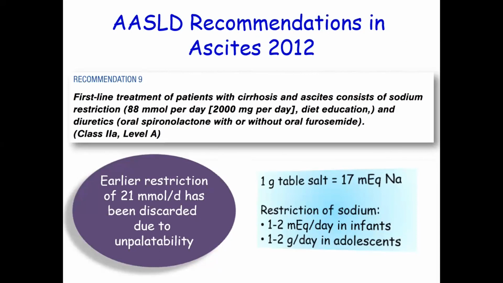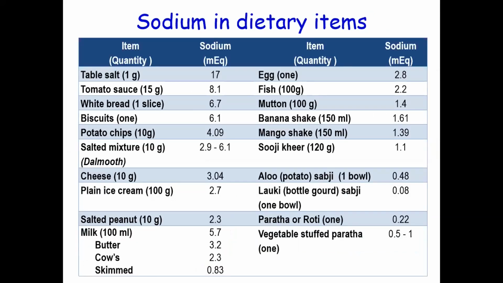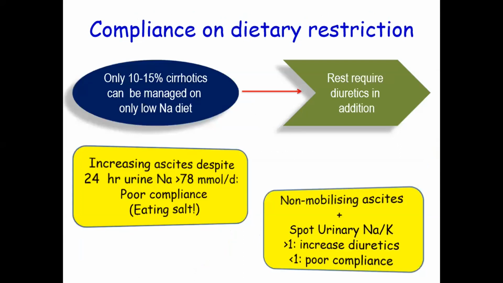So right now, what the adult guidelines at least say is that we should restrict to only 88 millimoles per day. That means 2 grams of salt per day. These are some of the items that contain a lot of sodium. So you're not going to ask them to take sauces, bakery products, all your salted mixtures. The rest of the other items, which are the regular vegetables, the regular meat, and everything else, will contain a decent amount of sodium, which is not going to be alarmingly high and cause problems.